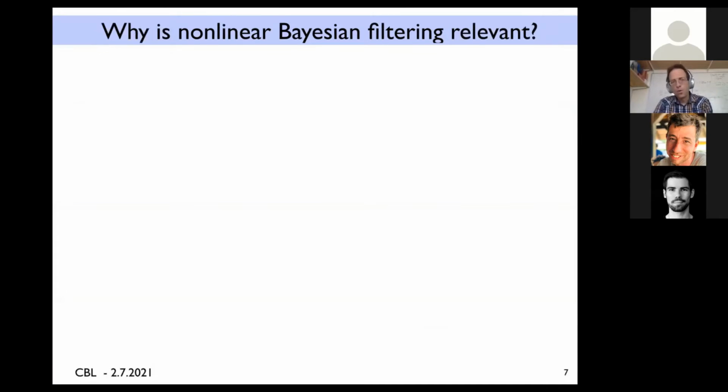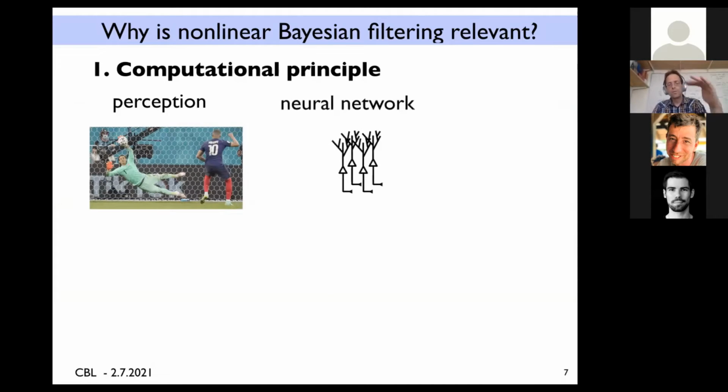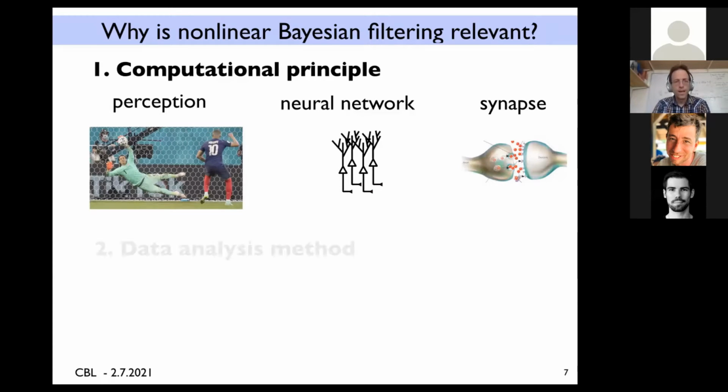Now, why is nonlinear Bayesian filtering relevant? I think there are two main reasons. One is, on the computational principle, we can frame perception as an act of nonlinear filtering, right? But it can also be applied to the neural network level, at the synapse level, at many different levels. And I think this is what makes nonlinear filtering relevant. But actually, nonlinear filtering could also be used as a data analysis method in neuroscience, right?